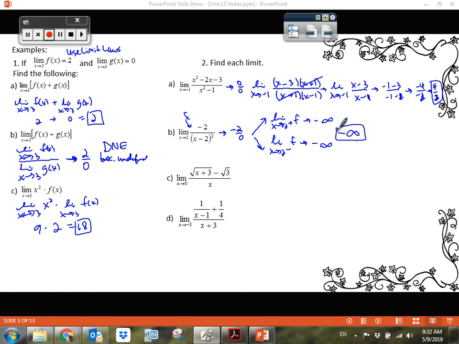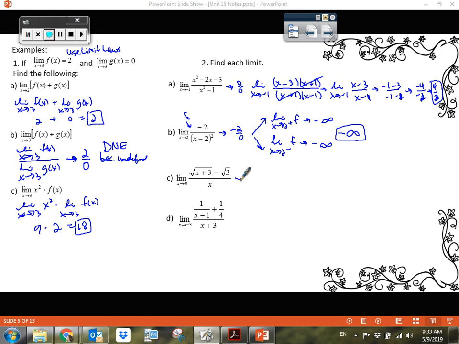Because what we're trying to get to is what's happening there. Where is the function going? On both sides, it's going down at that asymptote. Okay, are we okay with that? All good? Okay.